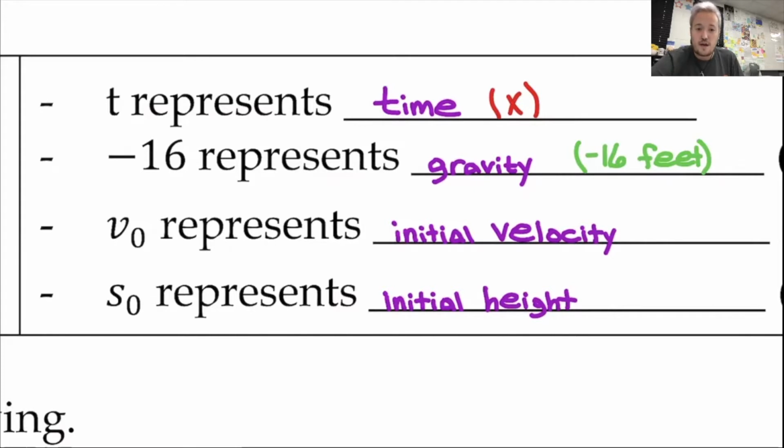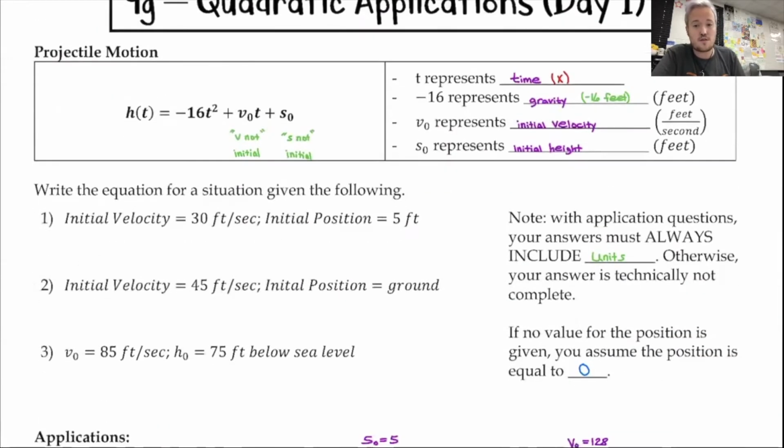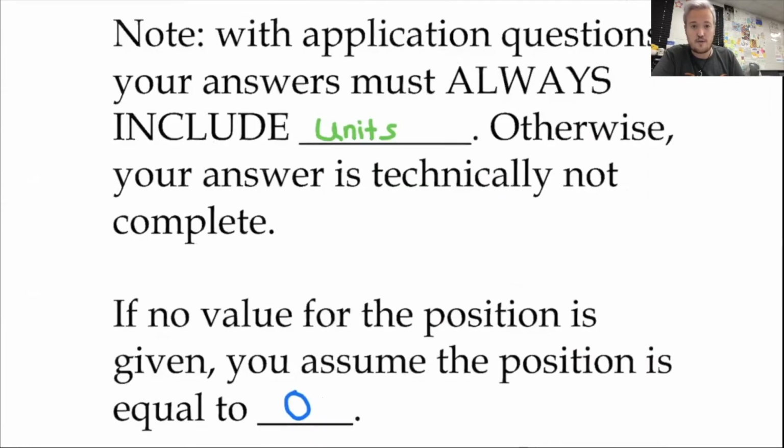All right, so v naught is going to represent your initial velocity, and s naught is going to represent your initial height. Once again, these values are going to be given to you in the problem. You're not going to have to go looking for those. In Algebra 1, I'm not going to make you solve for the height or the velocity, but if you're in Algebra 2 or maybe even pre-cal, I would actually make you solve for the velocity or height, or even in physics.